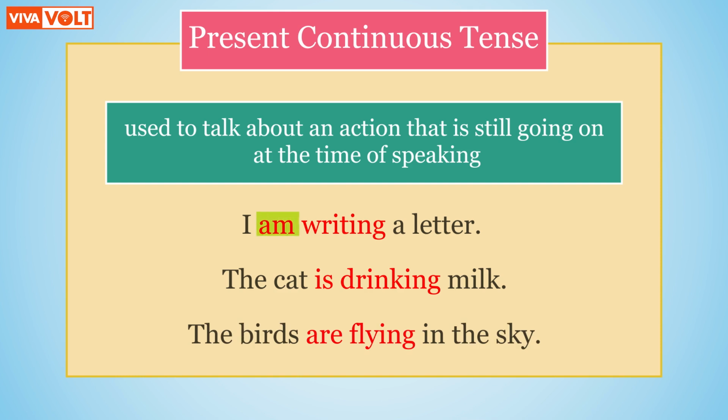We use am with I. We use is with singular nouns and pronouns. We use are with the pronoun you and plural nouns and pronouns. The ing form is made by simply adding ing to the main verb.